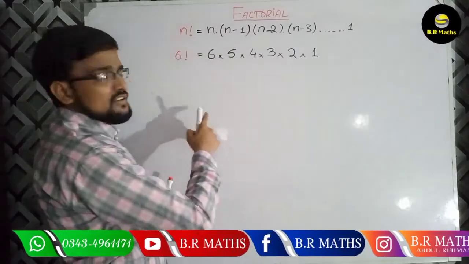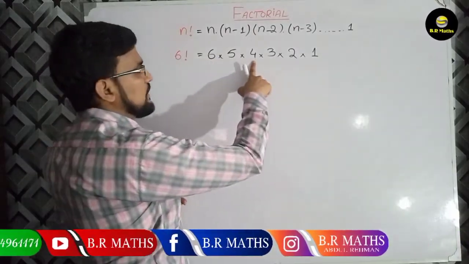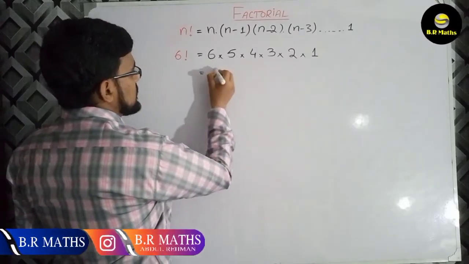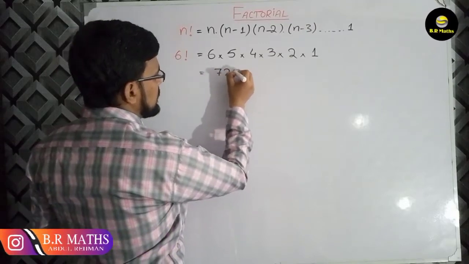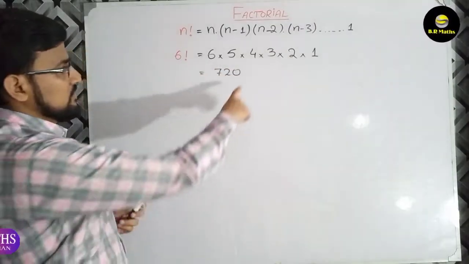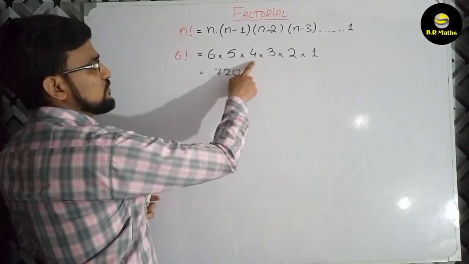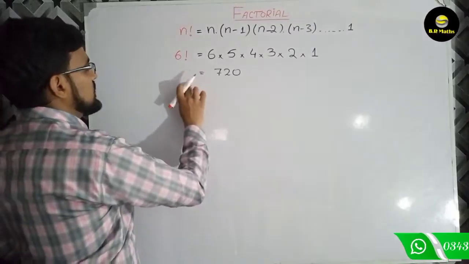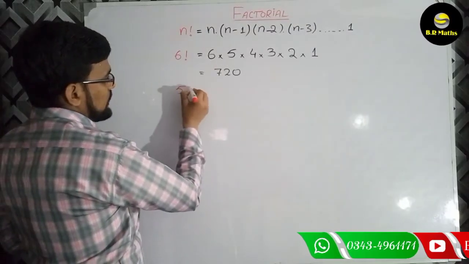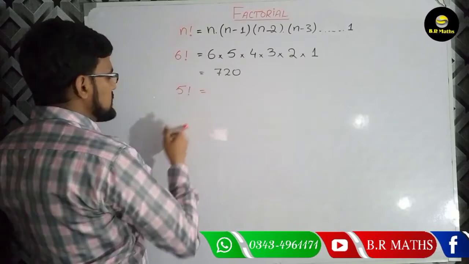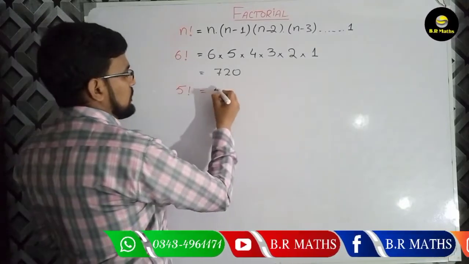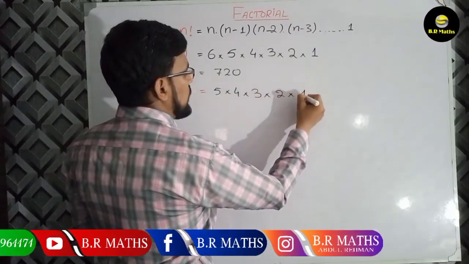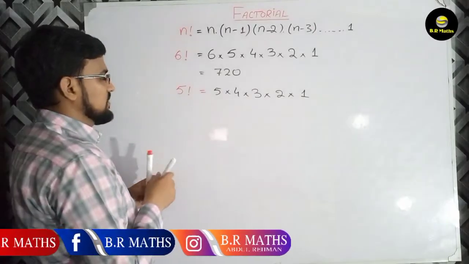So what is the result? 6 multiplied by 5, by 4, 3, 2 and 1, and the final result is 720. See this: 2, 6, 24, 120 and then 720. Similarly, the next one is 5 factorial, which is 5 multiplied by 4, 3, 2, 1.